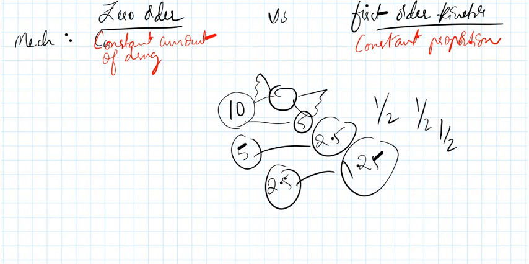But the scenario in zero order kinetics is constant amount. Okay, so a constant amount of drug is eliminated in zero order, and a constant proportion is eliminated in first order kinetics.